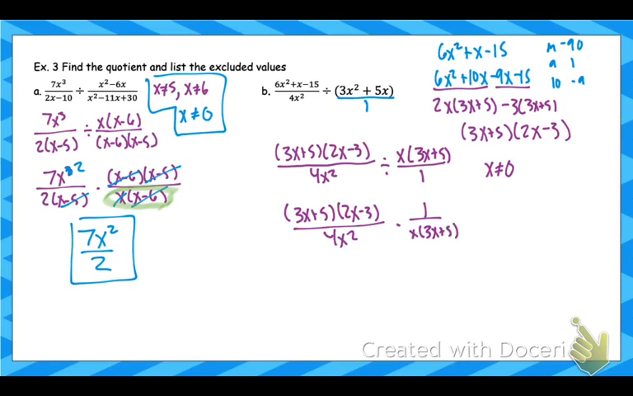And before we cancel out, let's go ahead and list any new excluded values that I now have. Well, x I already considered, but 3x plus 5 is a new factor in the denominator. So the zero of that factor would be negative 5/3. So those are my excluded values. Again, any value of x that makes the denominator 0. All right, now let's see what we can cancel out. So 3x plus 5 and 3x plus 5, and that's it. So I'm left with 2x minus 3 over 4x squared times x, which would be 4x cubed, with my excluded values.